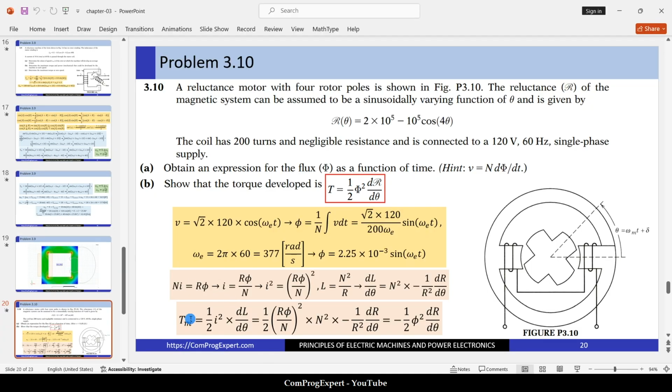We know that the magnetic torque is 1 divided by 2 I to the power 2 times the derivative of the inductance with respect to theta. From this equation, we know the value of I, and we need the value of the inductance. The inductance is N to the power 2 divided by reluctance. So dL d theta is N to the power 2 times the derivative of 1 divided by reluctance, which is negative of 1 divided by reluctance to the power 2 times dR d theta.